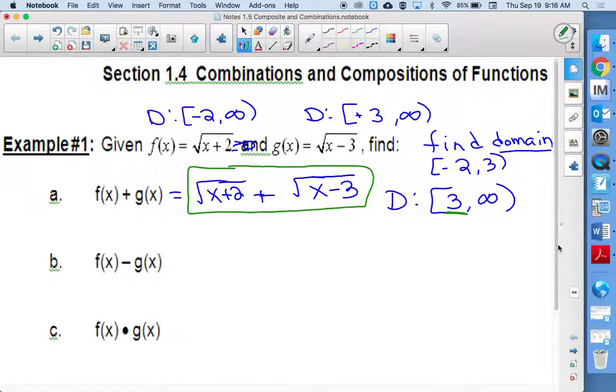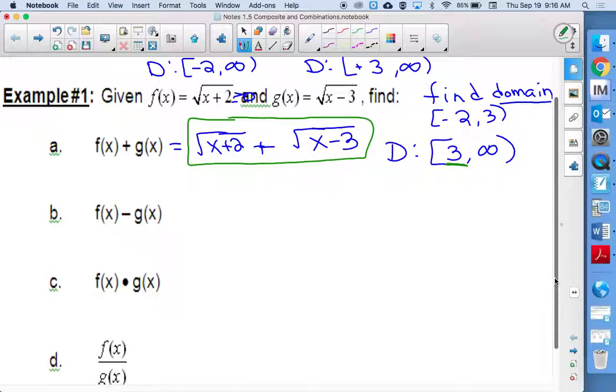So looking at letter B, this one wants us to subtract, which really isn't any different than adding. So my f of x function is staying the same. It's just I now have a subtraction sign in between the two functions. That's it. Again, I can't really subtract these. You don't distribute the negative underneath because there's not a negative underneath, it's outside.